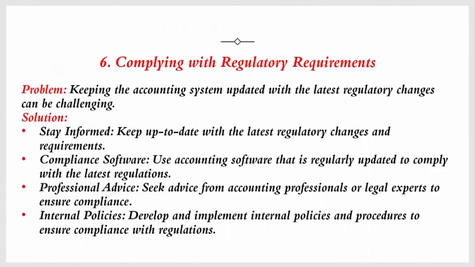6. Complying with regulatory requirements. Problem: keeping the accounting system updated with the latest regulatory changes can be challenging. Solution: stay informed. Keep up to date with the latest regulatory changes and requirements. Compliance software. Use accounting software that is regularly updated to comply with the latest regulations. Professional advice. Seek advice from accounting professionals or legal experts to ensure compliance. Internal policies. Develop and implement internal policies and procedures to ensure compliance with regulations.